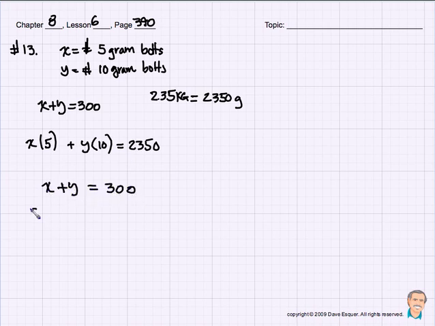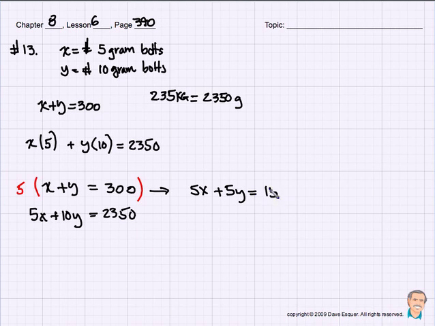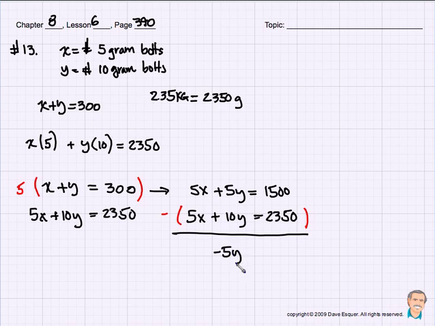So the total number of bolts is 300, and 5 times the number of x's plus 10 times the number of y's is 2,350. Let's rewrite these: x plus y is equal to 300, and 5x plus 10y is equal to 2,350. We could make a graph, we could substitute, or we could add or subtract. In this one, I'm just going to multiply the first one by 5 to see what we can do by adding and subtracting. So this becomes 5x plus 5y is equal to 1,500. The second equation stays the same, 5x plus 10y is equal to 2,350. With these two we can subtract, so I'm going to subtract the second one from the first one. 5x take away 5x is 0, 5y take away 10y is minus 5y, and 1,500 take away 2,350 is minus 850.